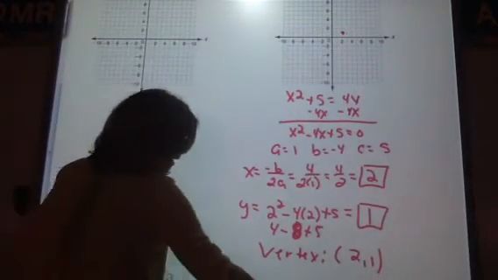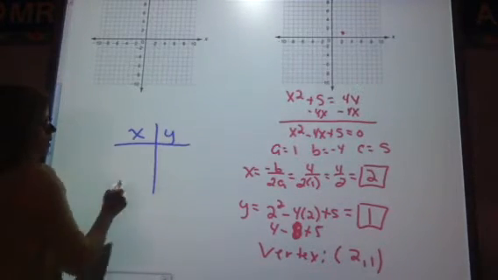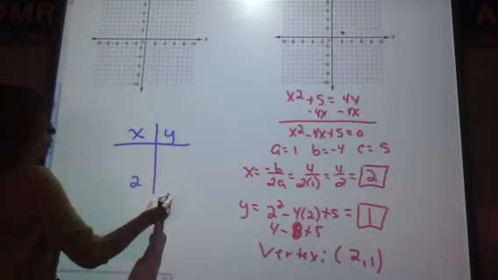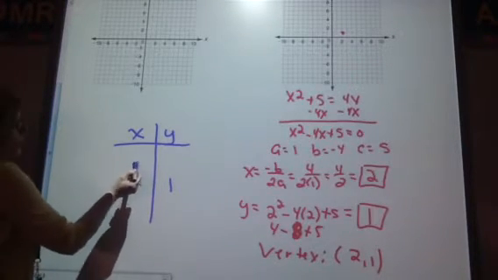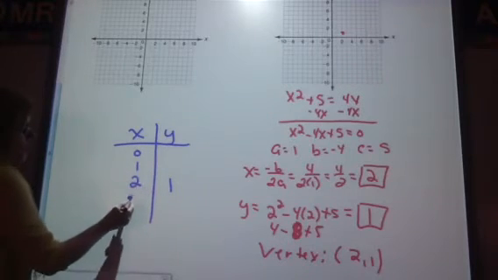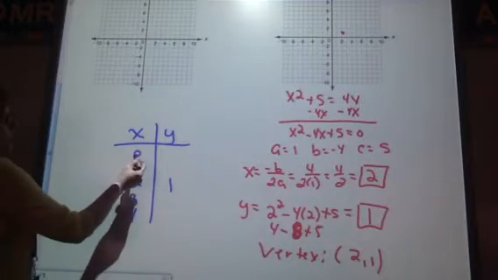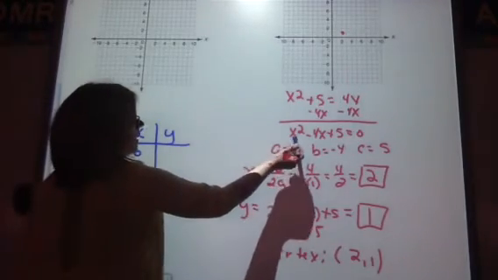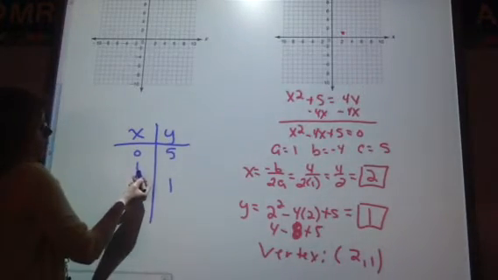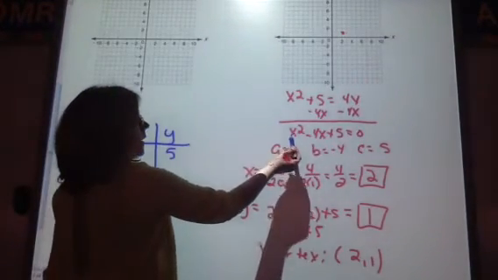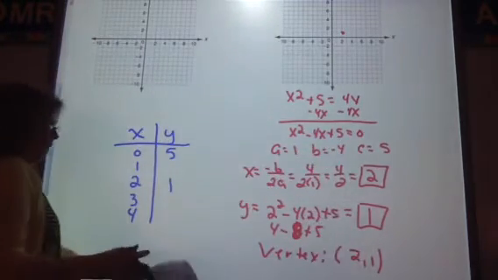Okay, now I need to do my XY chart. We'll do it over here. My vertex is 2, 1. So to the left of 2 on the number line is 1, 0. To the right of 2 on the number line is 3, 4. So when I substitute 0 in for x, I get 0 minus 0 plus 5. When I substitute 1 in for x, I get 1 minus 4, negative 3, plus 5.